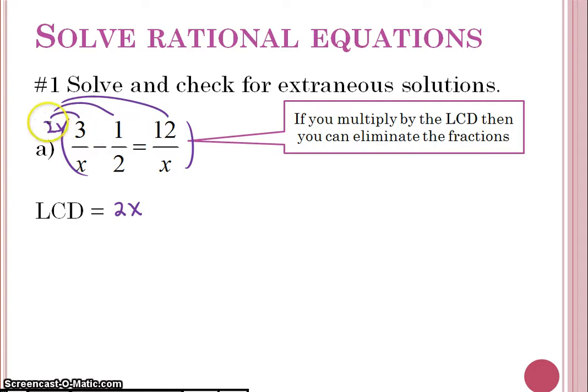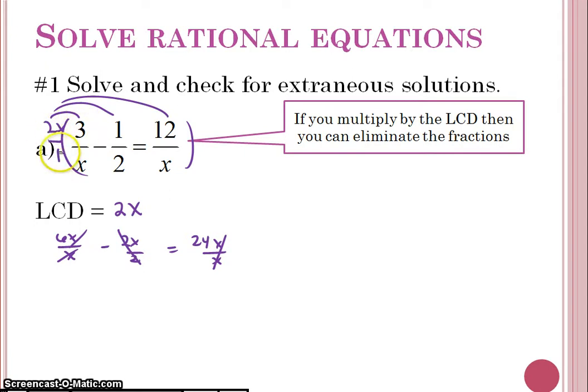When I multiply the first term, I get 6x over x, and my x's will cancel. Multiply it by the second term, minus 2x over 2, and my 2's will cancel. And I distribute it to the third term, 24x over x, and my x's will cancel. So I just distributed, right? I multiplied it by 2x, all three terms. It's the same thing as multiplying by 2x over 1.